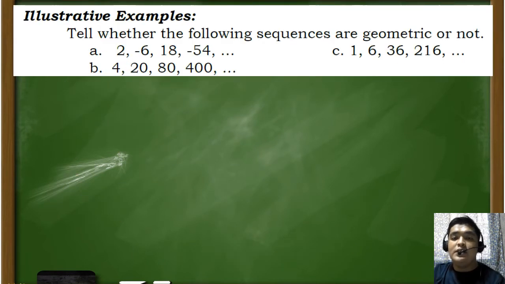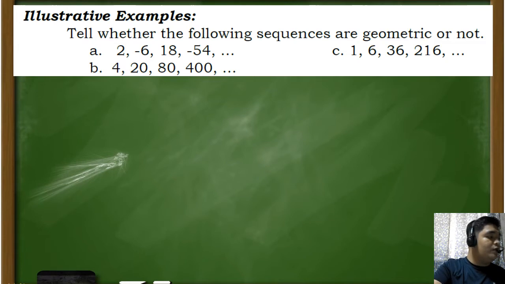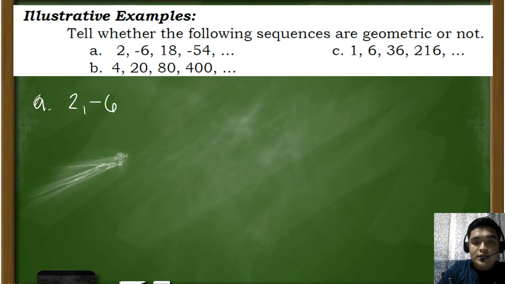Tell whether the following sequences are geometric or not. Let's check. You can pause this video if you want to answer. Okay, so let's answer letter A. The sequence is 2, -6, 18, and -54, and so on. Okay, letter A is 2, -6, 18, and -54.